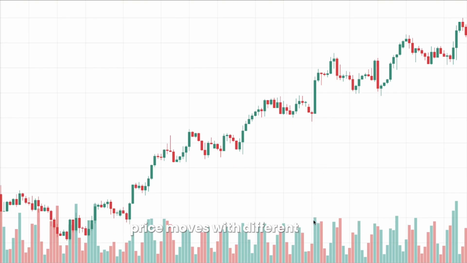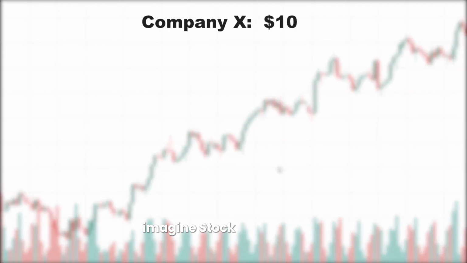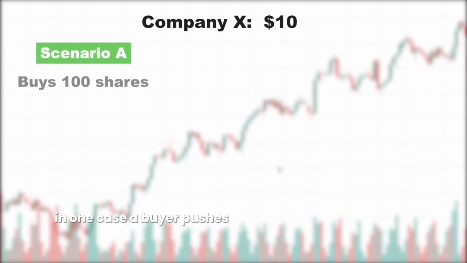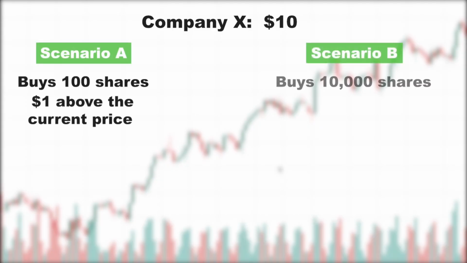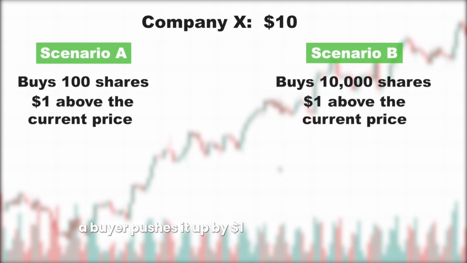Price moves with different volume. Imagine stock X trading at $10. In one case, a buyer pushes the price up by $1 by buying 100 shares, and in another case, a buyer pushes it up by $1 by buying 10,000 shares. Price has moved the same distance in both scenarios, but the second move shows far greater participation and buying interest because many more shares traded at the higher prices.